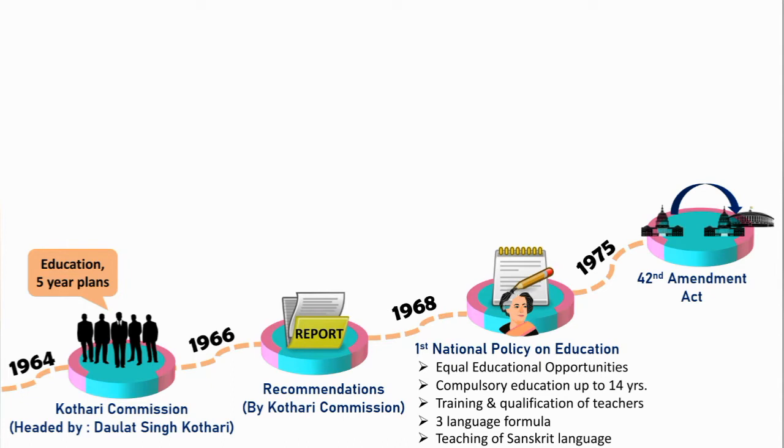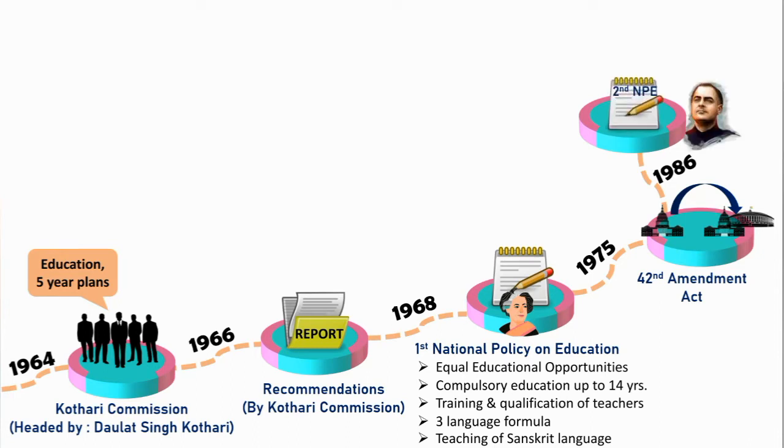In the year 1986, under Prime Ministership of Rajiv Gandhi, second national policy on education was introduced, in which main focus was to equalize educational opportunities, especially for women, scheduled tribe and scheduled caste communities.